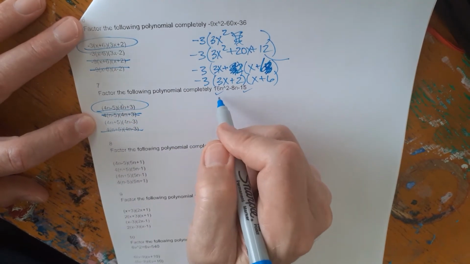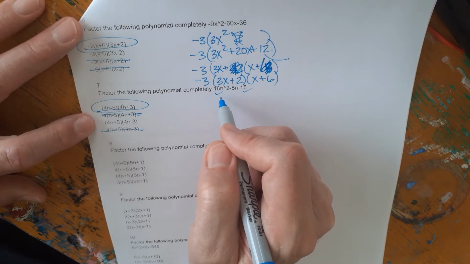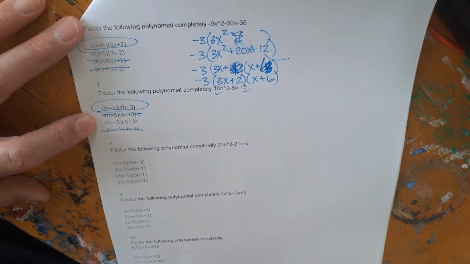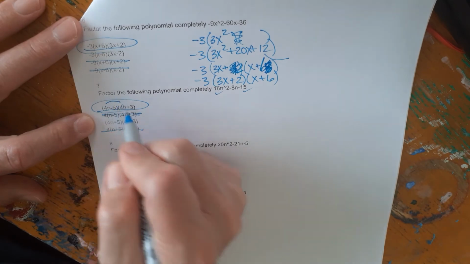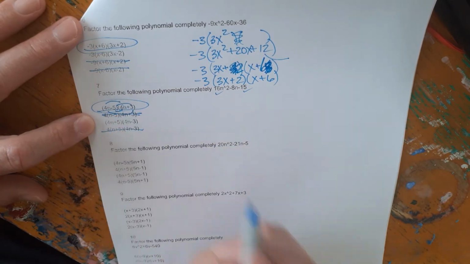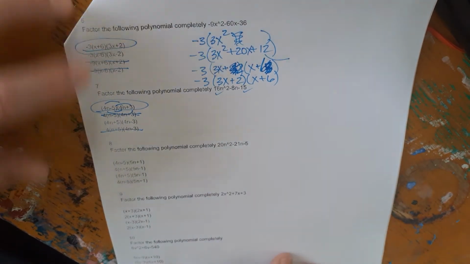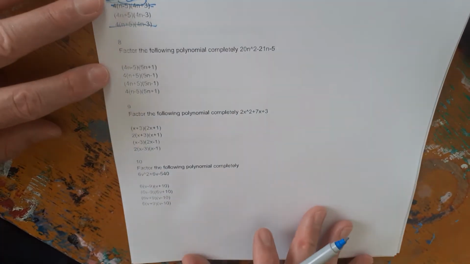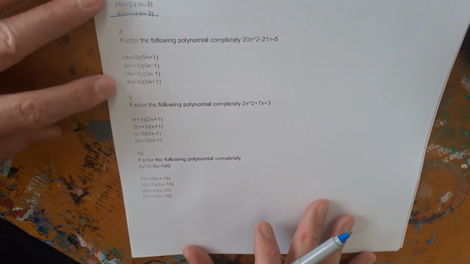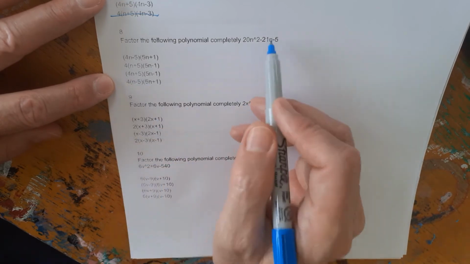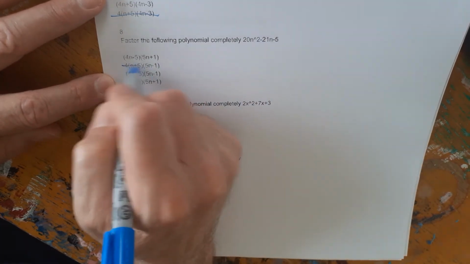So we're basically doing FOIL quickly in our minds at this point. And if you've practiced enough, you can do it. If not, you're going to write out the whole thing. You're going to first, outside, inside, last, and just multiply it and see if it matches up. All right, a couple of these are pulling 4 out, but you can't pull 4 out of a 21. Gone.